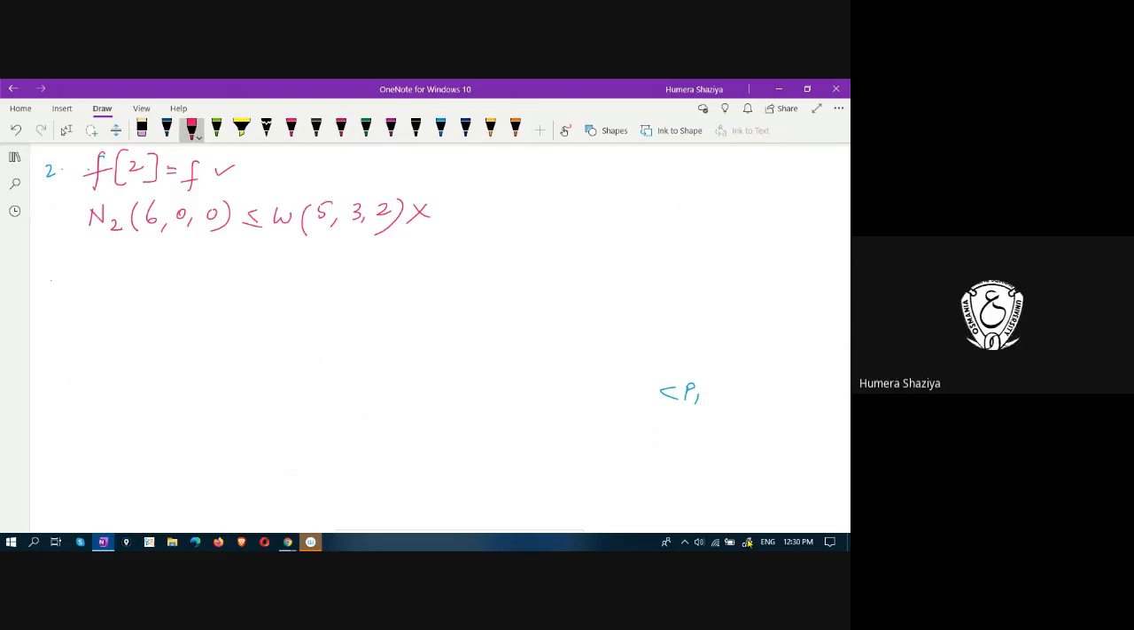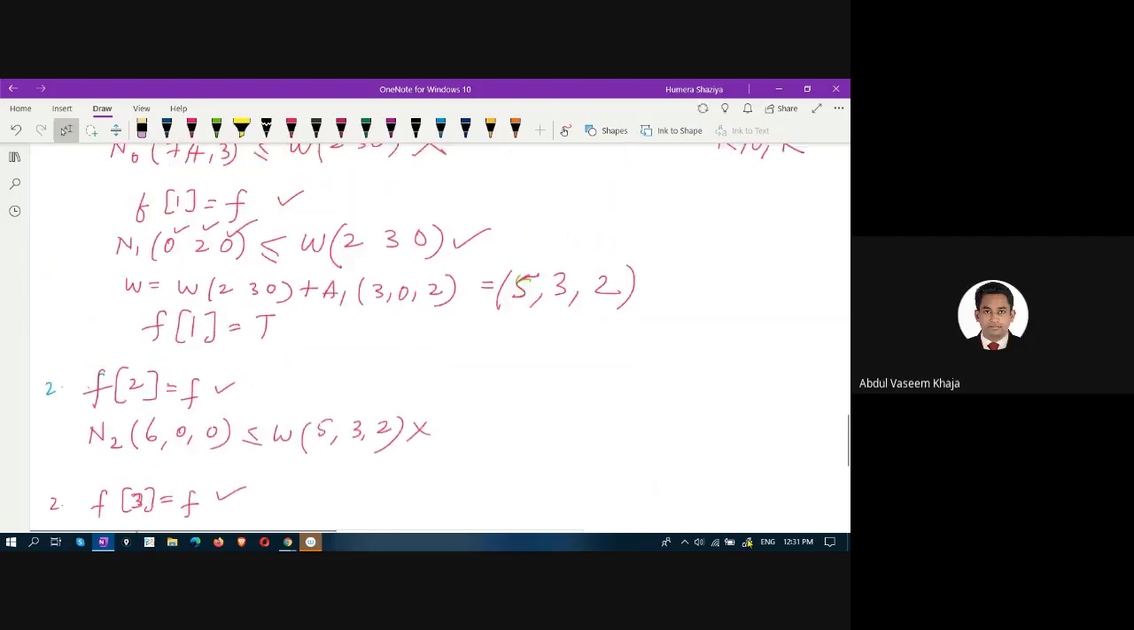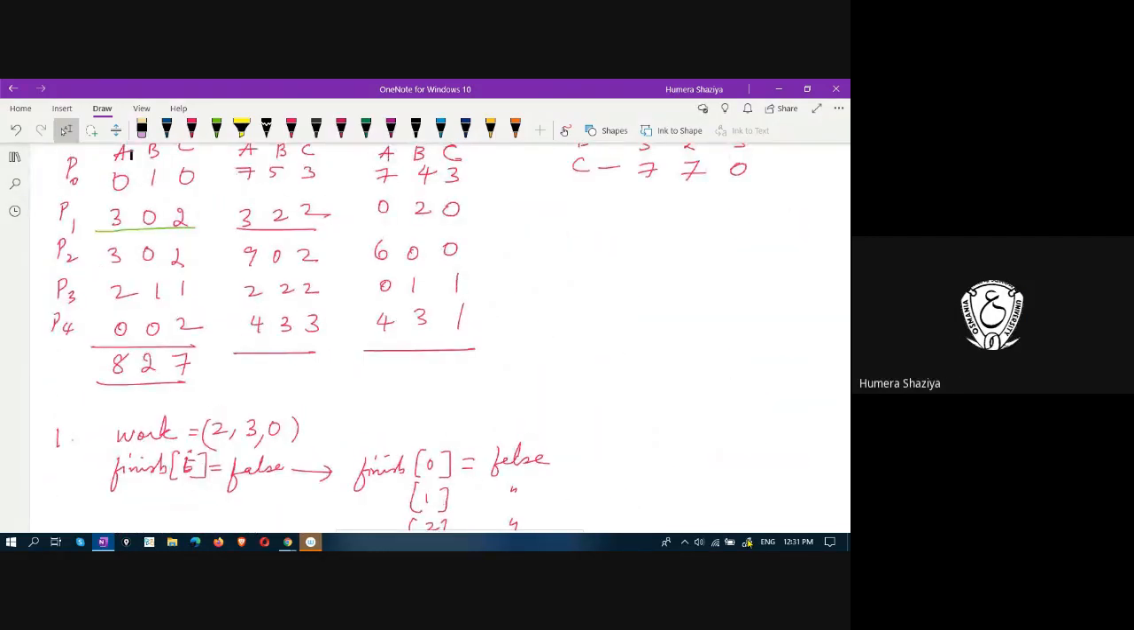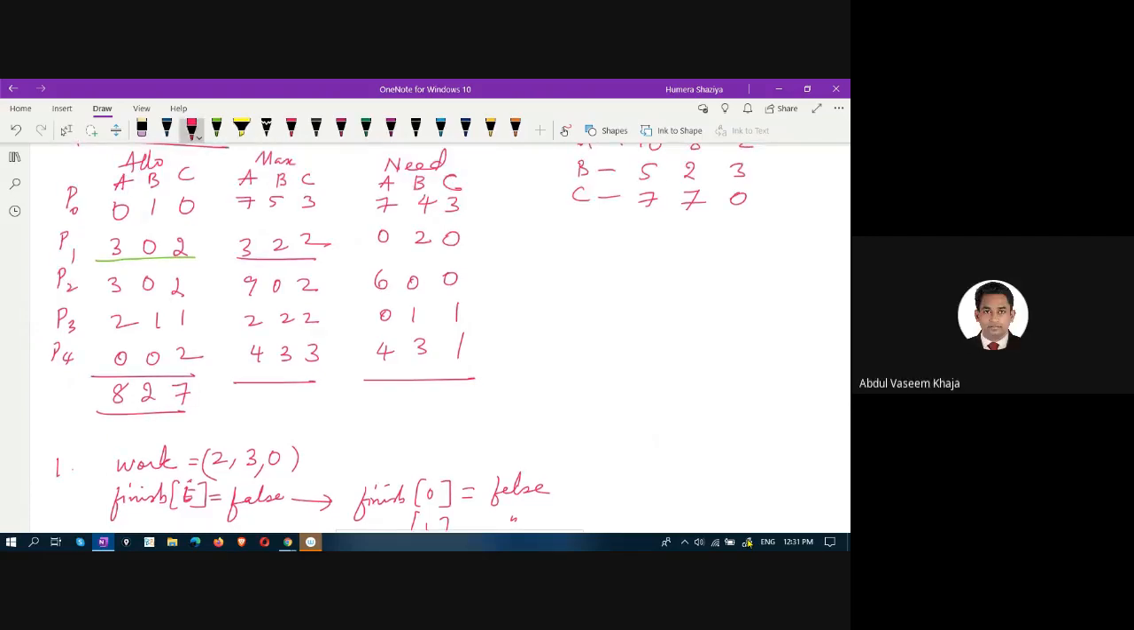Yes, P3. Finish of 3. Is it false? Yes. Initially we initialized all to false. What is the need of 3? Can anyone tell me? Need of P3 is 011. This is the total need, 011. Here we have allocated as 211 already. So it is 011 now.